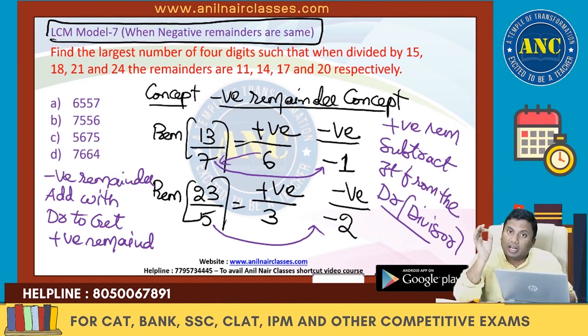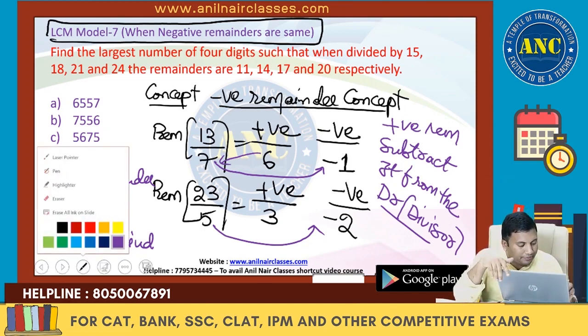Again I am saying negative remainder does not exist in mathematics. I am using this as a concept to simplify a few things. 7 ones are 7, positive remainder is 6. Negative remainder: 7 twos are 14, minus 1. Negative to positive: 7 minus 1 is 6. 5 fours are 20, positive remainder is 3. Negative remainder: 5 fives are 25, minus 2. Depending upon the nature of the question, I will use the logic accordingly.